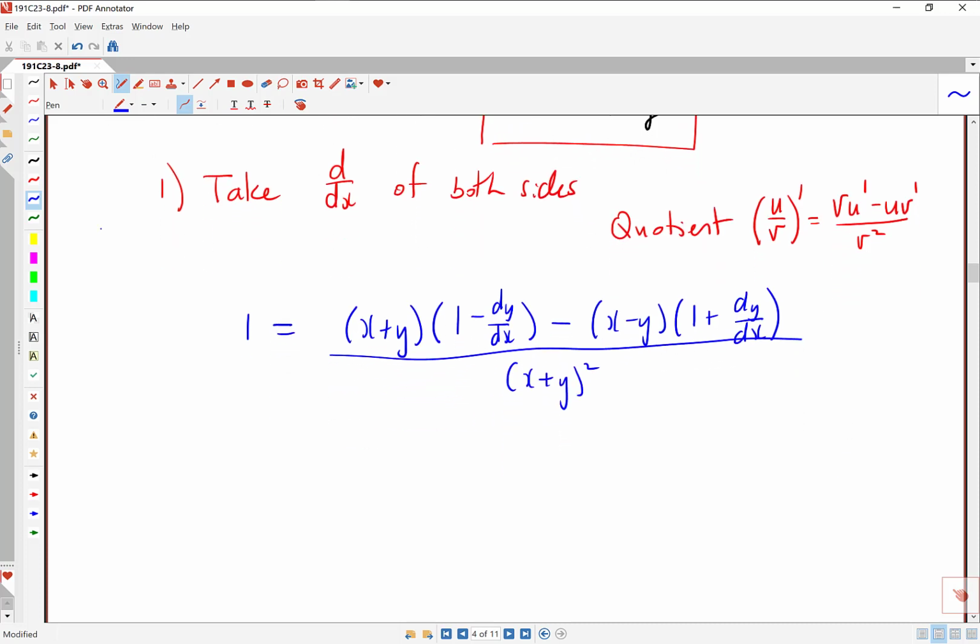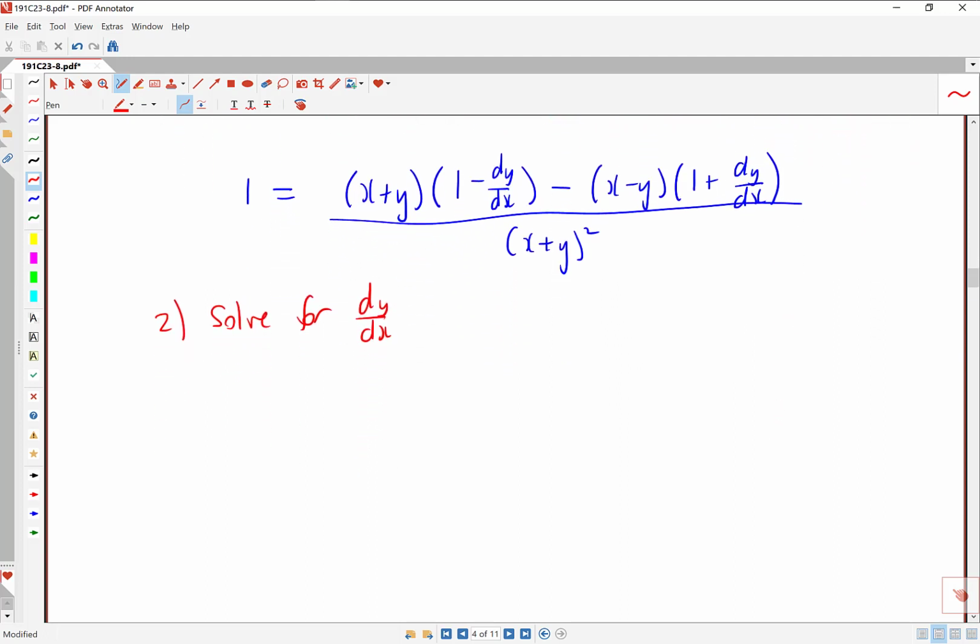So now, second major step of the problem is to actually solve for dy by dx. And the biggest obstacle to doing that right now is the fact that we've got this big division going on. So after you've done your differentiation, you're free to multiply both sides of the equation by whatever you want. So we're free at this point to multiply by x plus y all squared. That's going to clear the fraction from the right side.